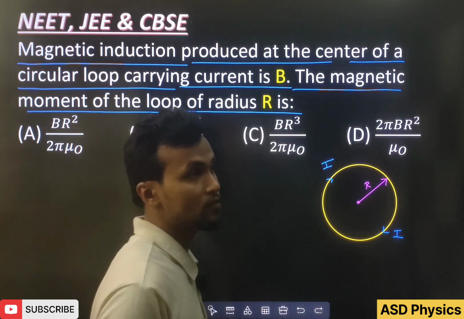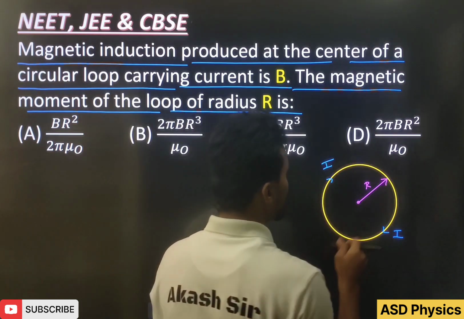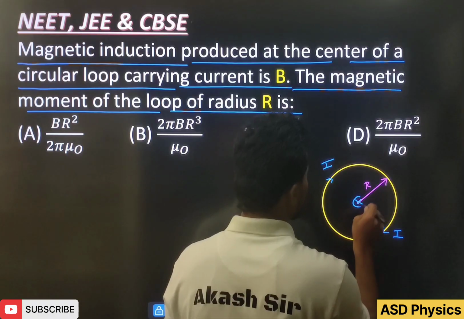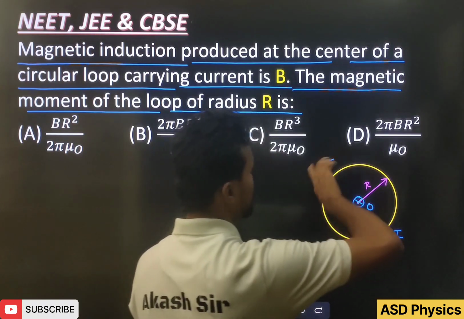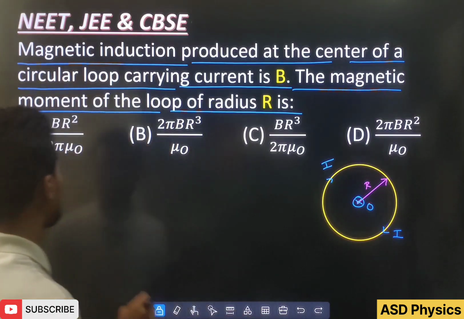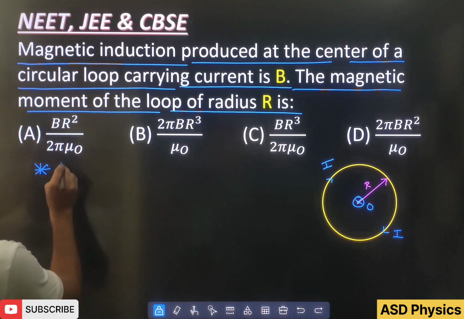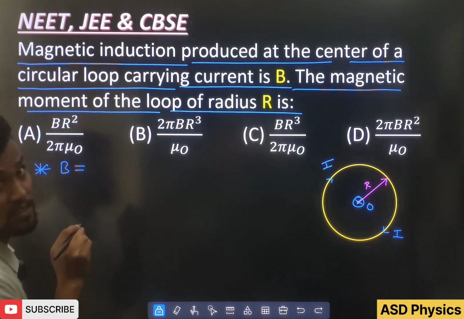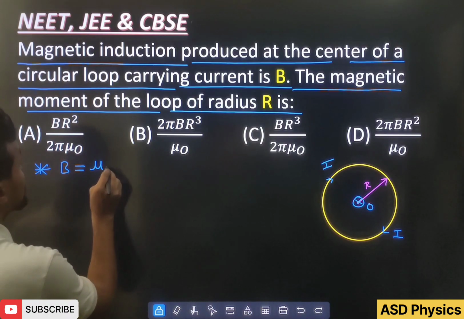Due to this current, there will be a magnetic field at the center, inside. Curl your fingers along the current, thumb is inside, so the magnetic field is inside. But anyhow, we are interested only in the magnetic moment. So first let's see the magnetic field. What is the formula? You should know the formula.